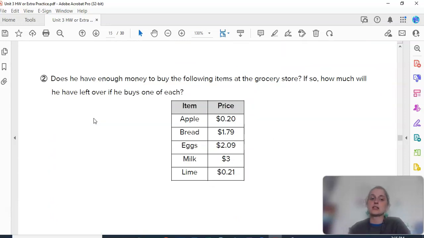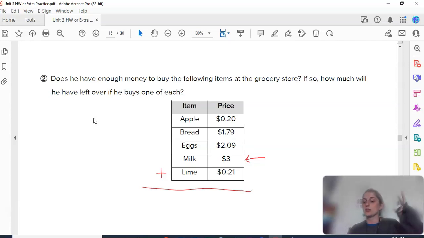Next question is, does he have enough money to buy everything on his grocery list? So you need to add up his grocery list. Watch out for this one. That is not 3 cents. That is not 30 cents. That is $3. So make sure it goes in the ones section, the whole dollars section.